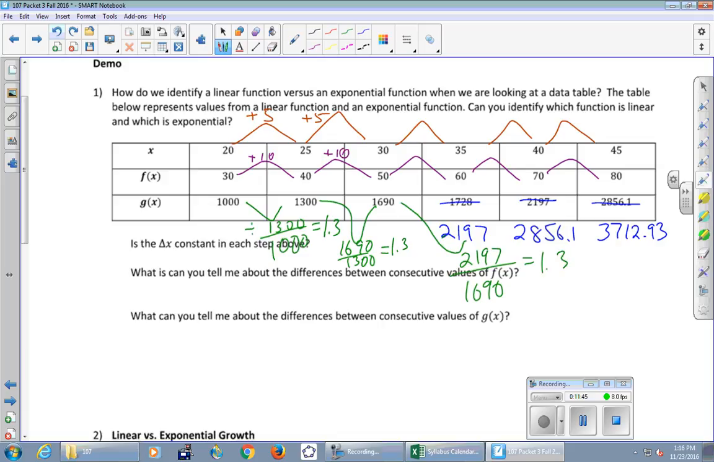And this is an exponential function. This is how you recognize that something is exponential. Because what this means is that every step to the right, we got to multiply the previous answer by 1.3. Yeah?